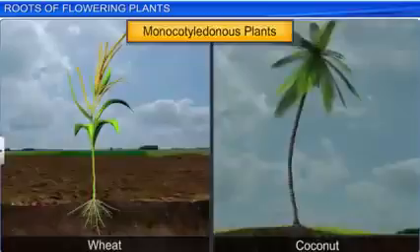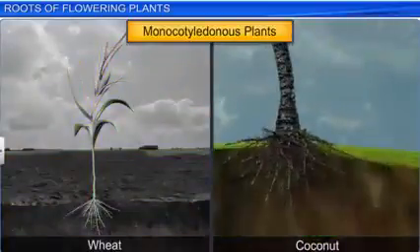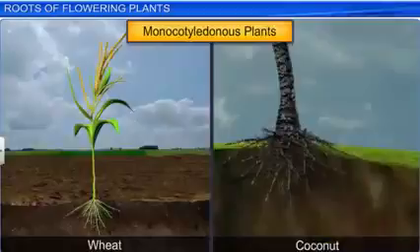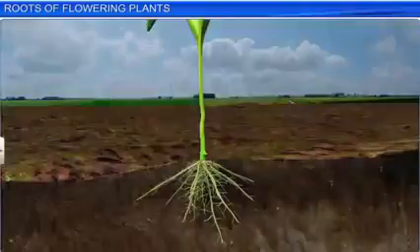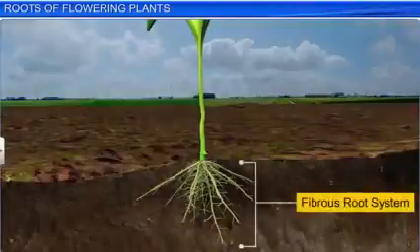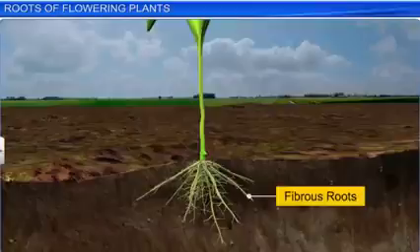In monocotyledonous plants like wheat and coconut, the primary root is short-lived and is replaced by a network of many large and small roots originating from the base of the stem. This network of roots forms the fibrous root system. These fibrous roots spread laterally and do not penetrate deep into the soil, unlike taproots.